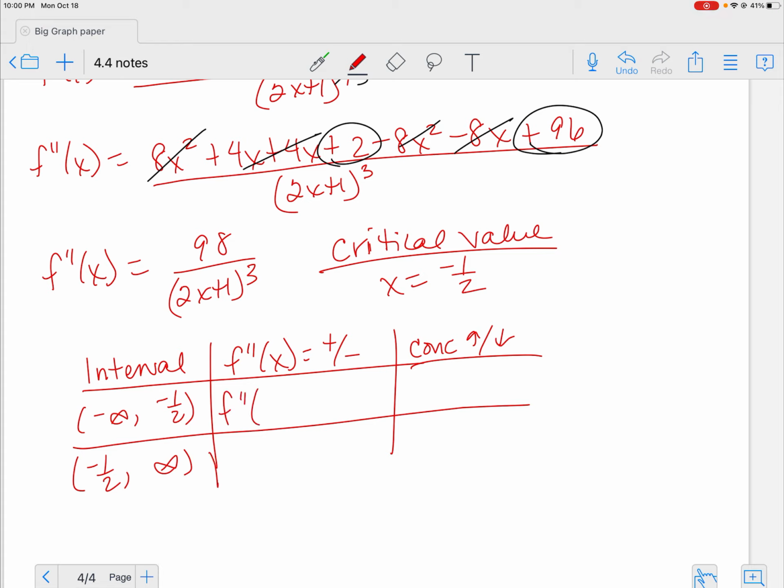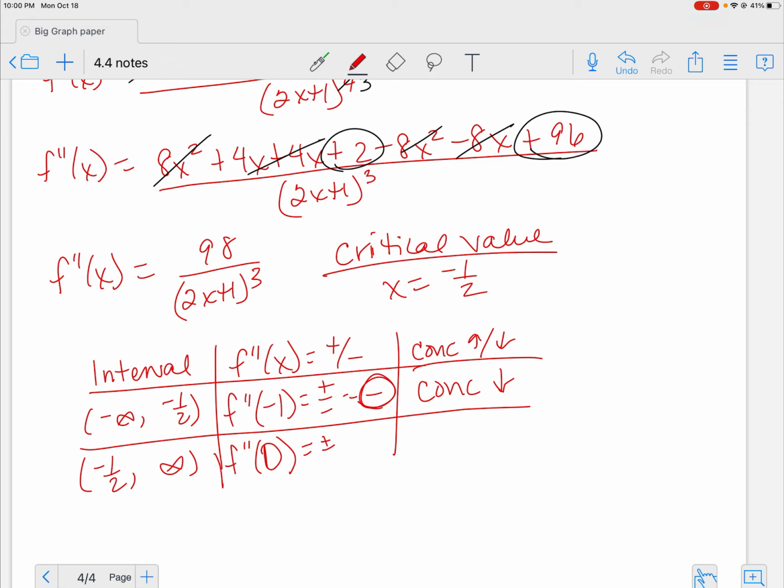Okay, so I've got a second derivative here. Negative 1's probably the easiest, don't you think? So my numerator is positive no matter what. If I plug in a negative 1 here, that's going to make this negative, and it's an odd power. So that's a negative. So I know that this is concave down. All right. So if I take, let's go with 0. If I plug in a 0, we know it's always positive on top. And if I'm plugging a 0 in here, 1 cubed is also positive. And that one is concave up.